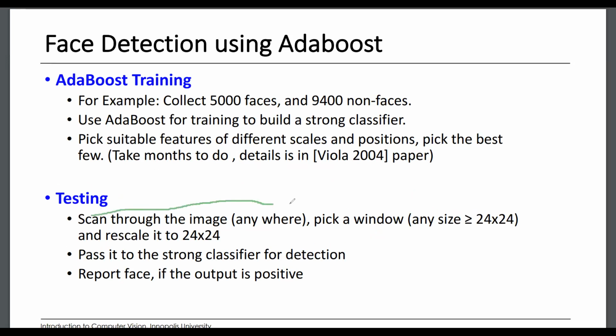So we scan through the image, pick a window of any size bigger than 24 by 24, rescale it to 24 by 24, and pass it through the strong classifier for detection, which is just a combination of these weak classifiers. We report a face if there is any positive outcome.